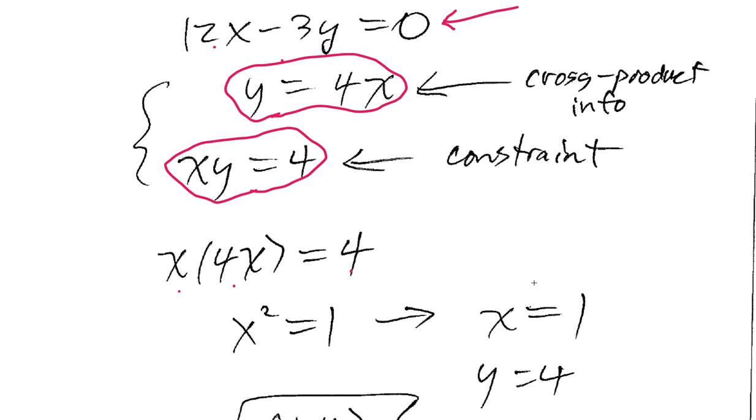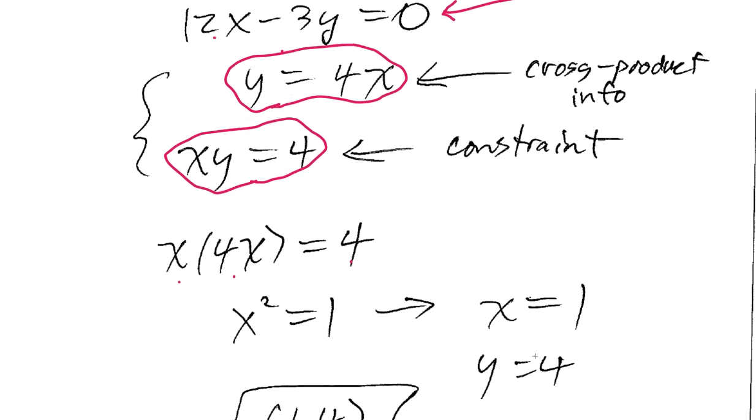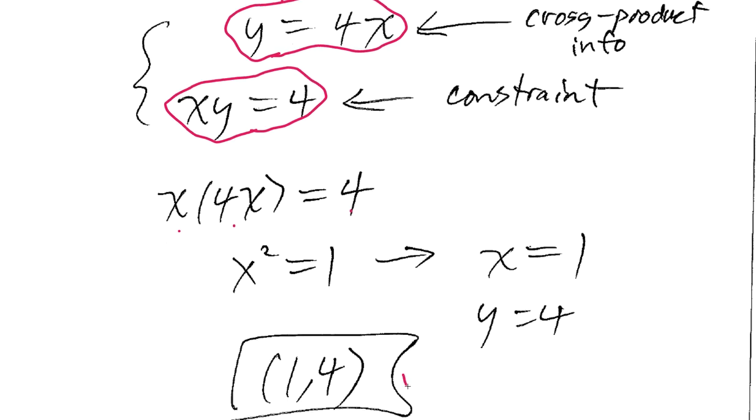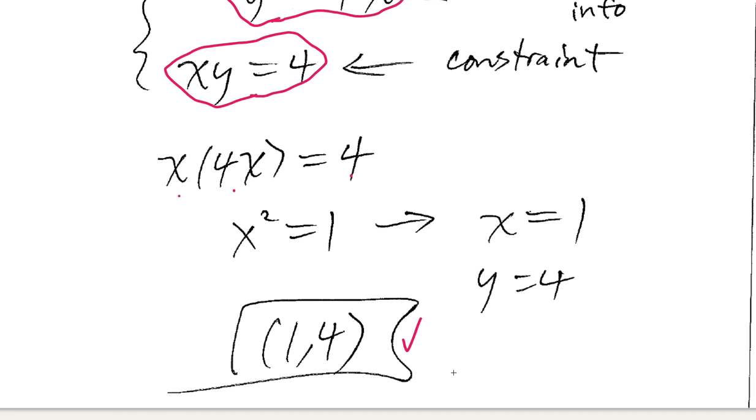So x is plus or minus 1, and y is plus or minus 4 respectively. But we get rid of the negatives because we're sitting in the first quadrant. So we get the same answer we got before, 1, 4.